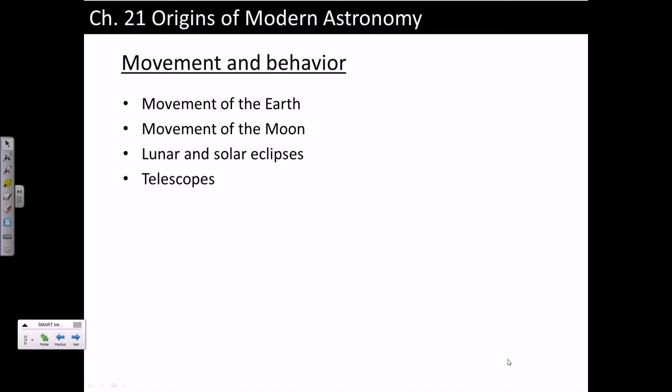Hello and welcome back to Chapter 20, or Chapter 21, Origins of Modern Astronomy. This is the final segment within this chapter, and we'll be talking about the movement of the Earth and the Moon, and we'll talk about some of the phenomena associated with the Moon, such as lunar and solar eclipses. And then I'll just wrap up a little bit with telescopes.